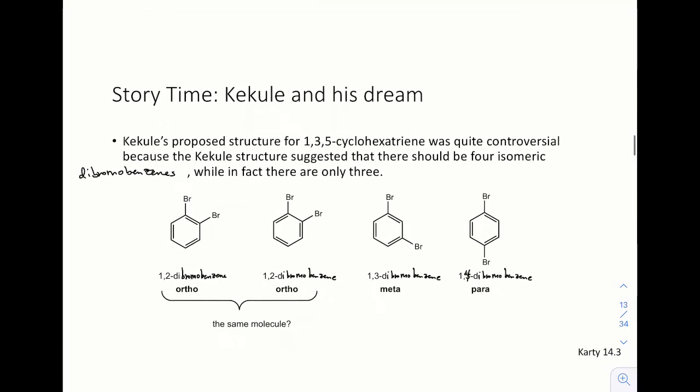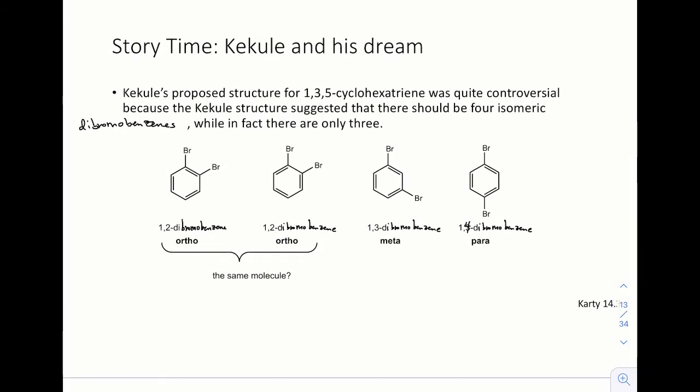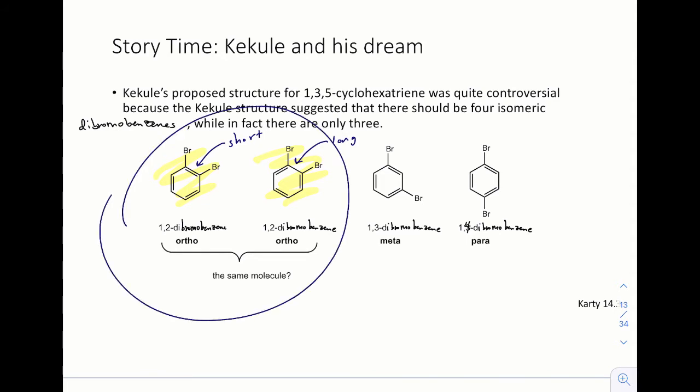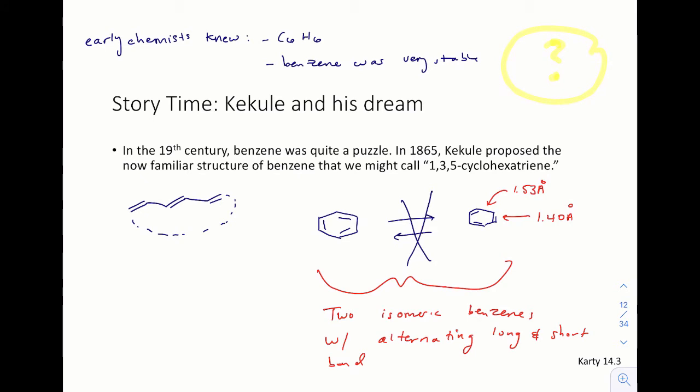These alternating long and short bonds would suggest that there should be four isomeric dibromobenzenes. And really, the issue is in the 1,2-dibromobenzenes. One isomer should have this short bond if, in fact, Kekulé was correct, and the other isomer should have this long bond between carbons 1 and 2. However, chemists knew that there were not four dibromobenzenes, there were only three. In fact, these two were the same. Kekulé's structure was correct in proposing this ring structure of benzene, but it was incorrect in proposing the two isomeric forms with alternating long and short bonds.